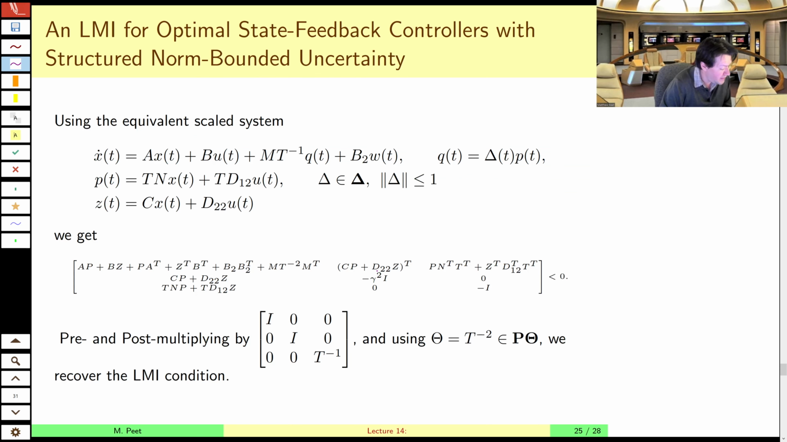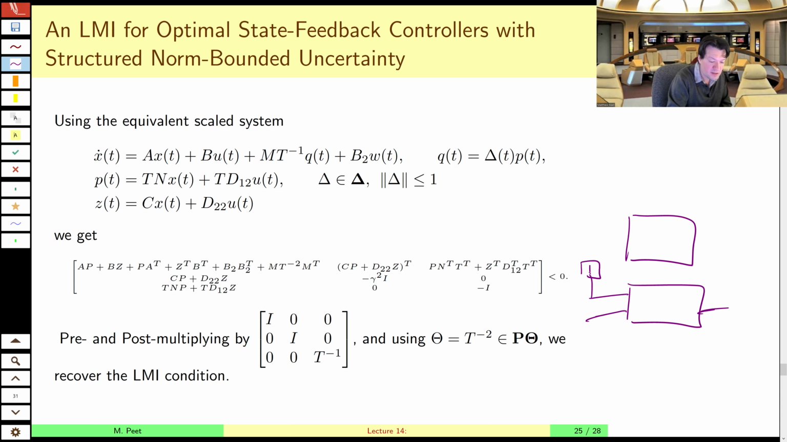Again, how does it work? It's the same deal as before. We now have an additional channel, but we're adding this T here to the delta, adding that T inverse here. And of course, it only affects the uncertain channels. It shows up there, shows up there, shows up there. And of course, it doesn't show up here because we eliminated the Q term.